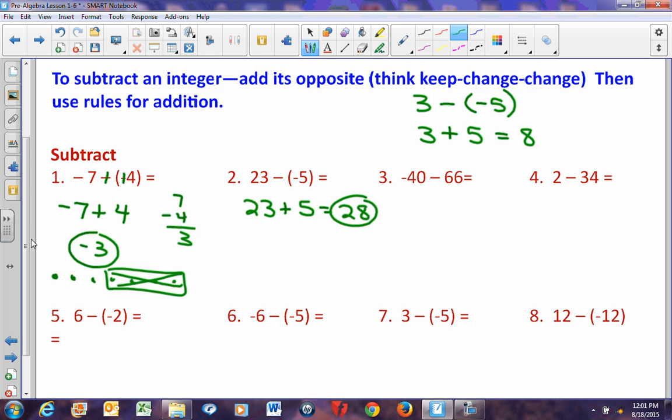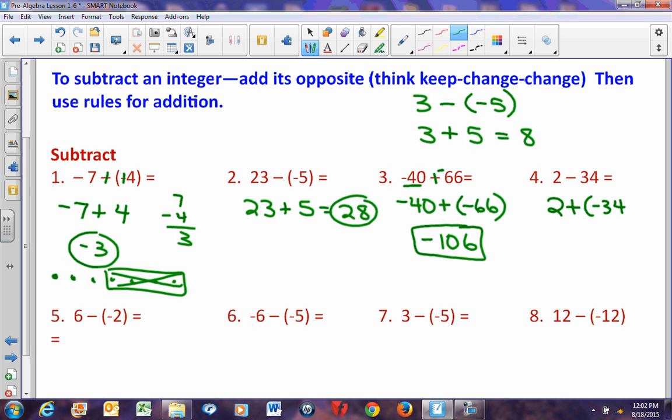Let's look at number 3, negative 40 minus 66. Keep, change, change. Keep the first number, change the subtraction sign to an addition sign, change the 66 to a negative 66. It's really nice and easy to do in your colors. So, same signs, we're going to add them together and keep the common sign. So 66 and 40 is negative 106. Number 4: 2 minus 34. Keep, change, change. So 34 minus 2 is 32, and it's going to be negative 32 because the 34 has a larger absolute value.